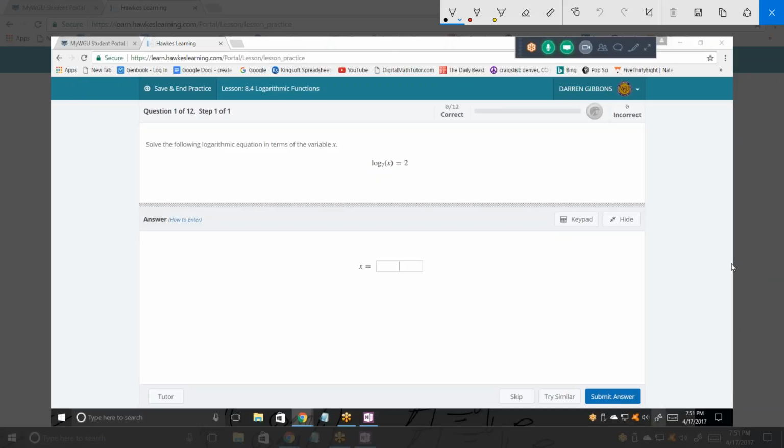Now, the one thing you need to be able to do with logs is to convert between logarithmic and exponential. In other words, I've got exponential expressions and I've got logarithmic expressions, and they're the same. If you want to convert log to exponent, you take the number on the far left, 7, you raise it to the power on the far right, 2, and it's equal to the argument. So I get 7 squared equals x. So x is 49.